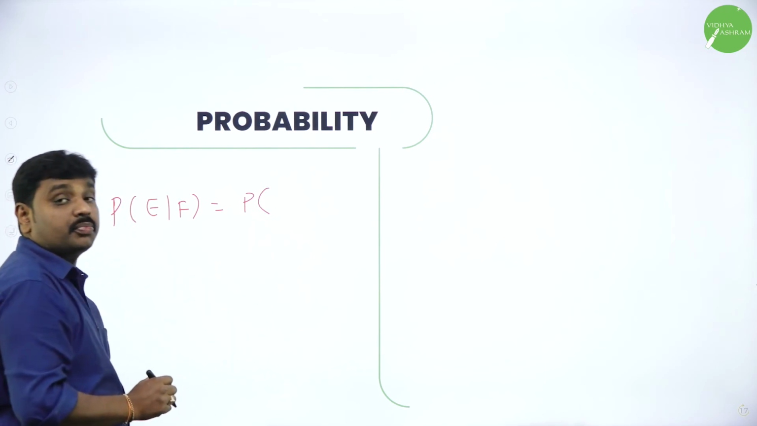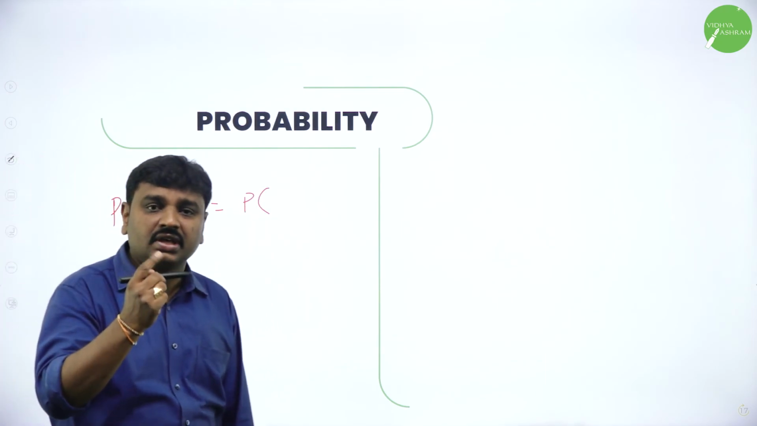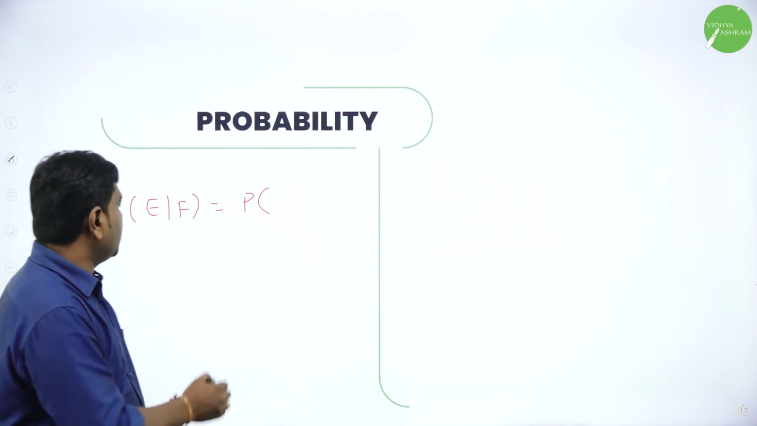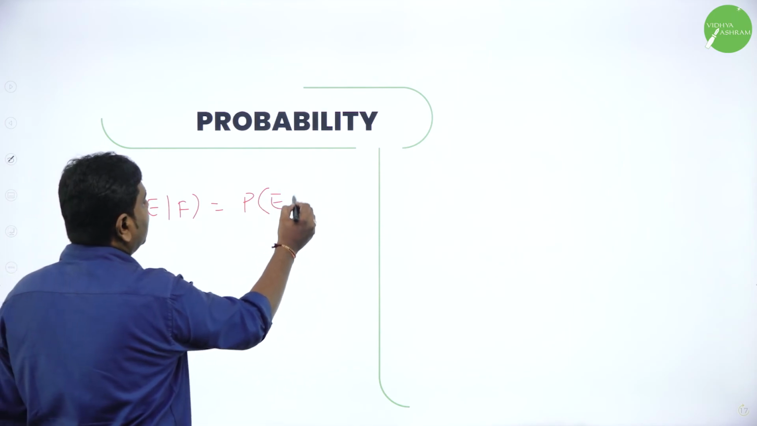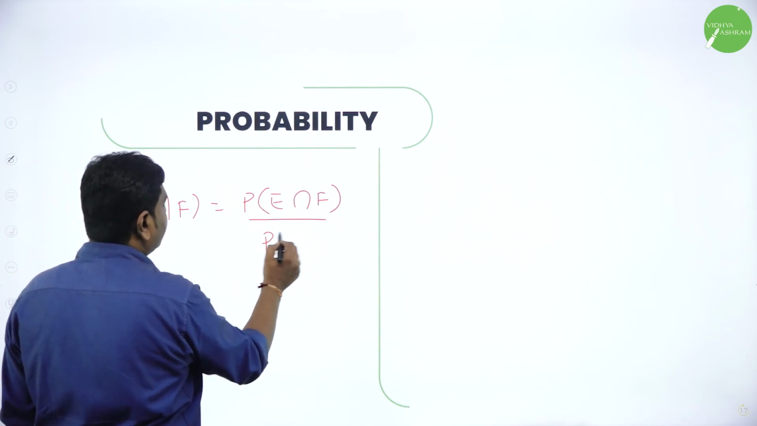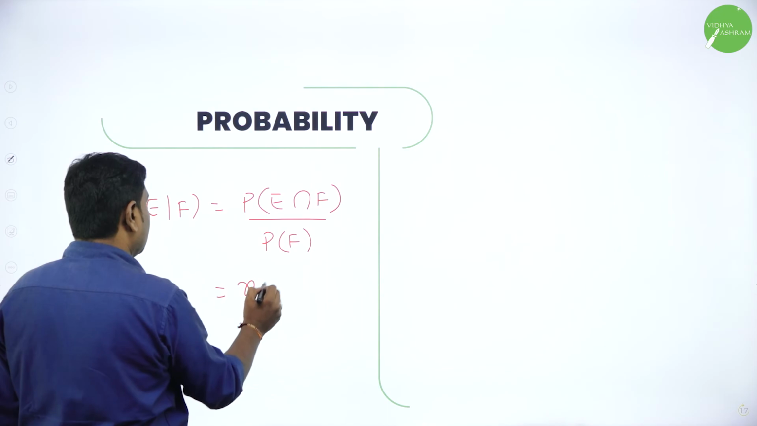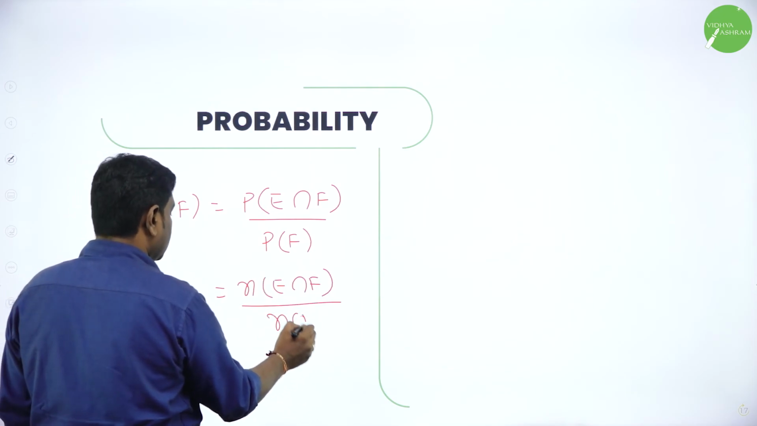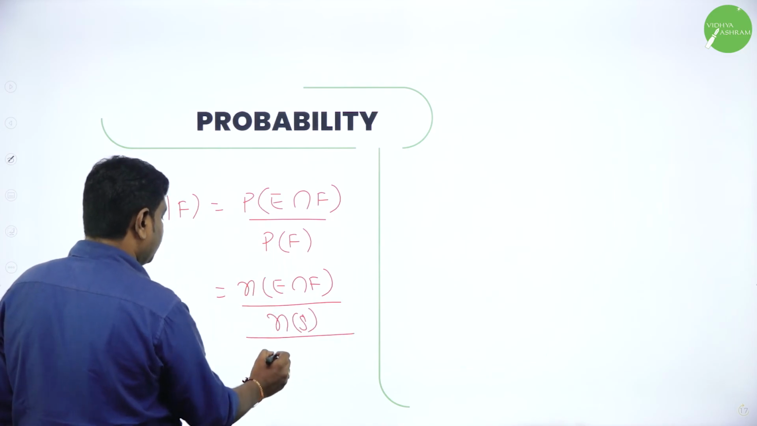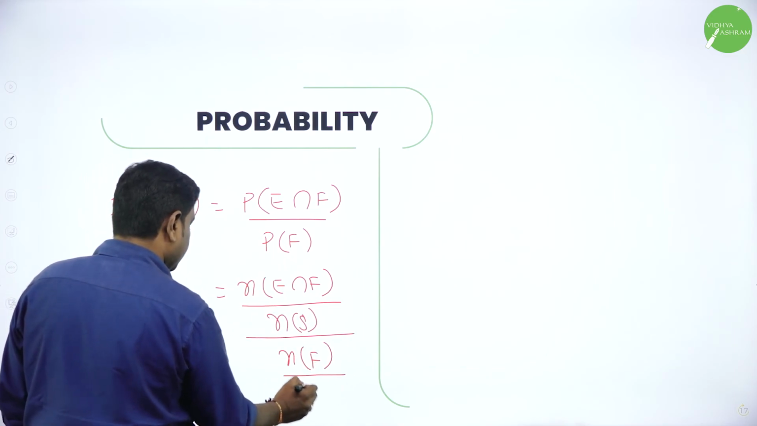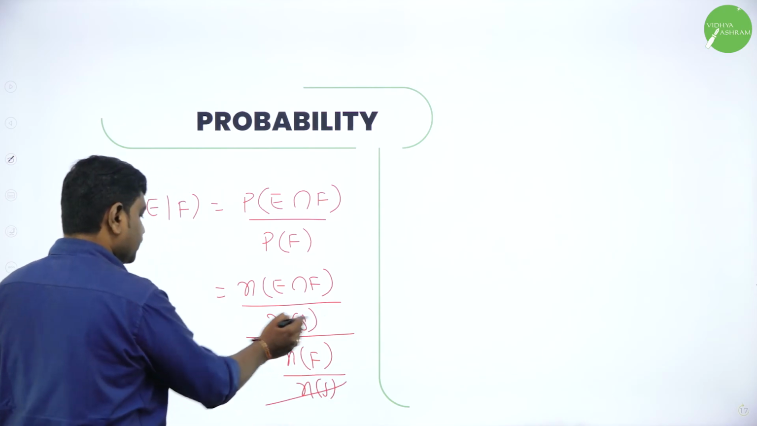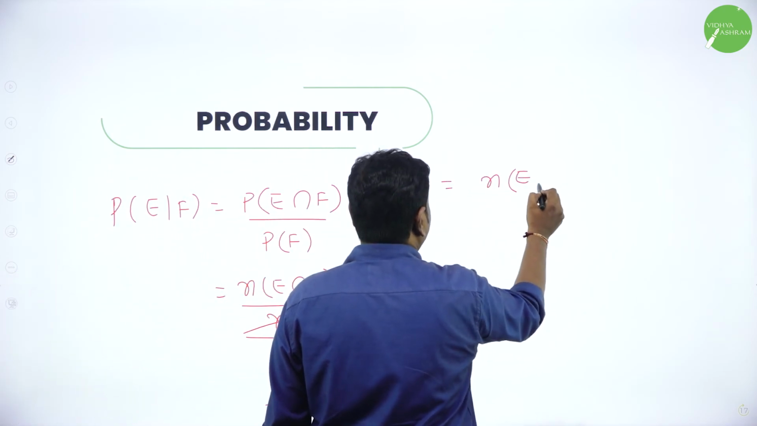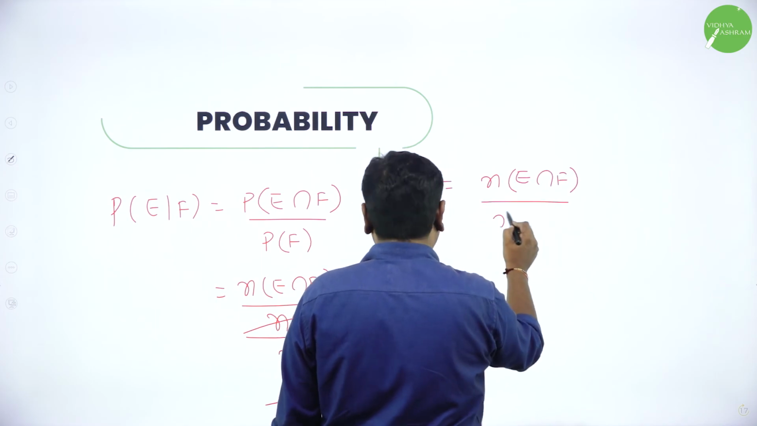So, you know conditional probability. What is P of A by B? P of A by B is P of A intersection B by P of B. So, P of E by F is P of E intersection F divided by P of F. So, that is N of E intersection F divided by N of S, divided by P of F, which is N of F by N of S. So, N of S cancels. So, answer is N of E intersection F divided by N of F.